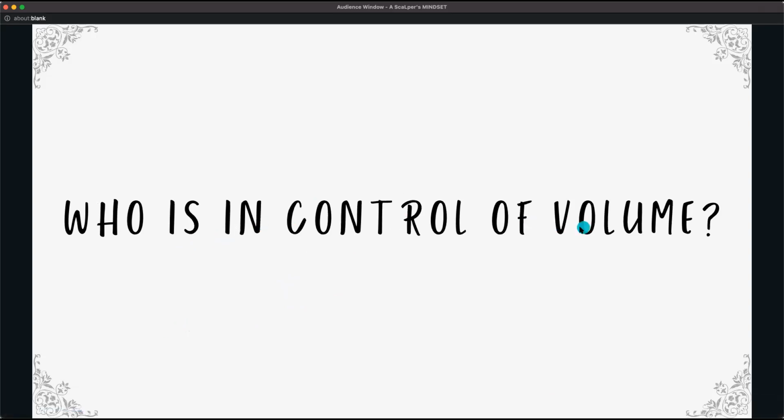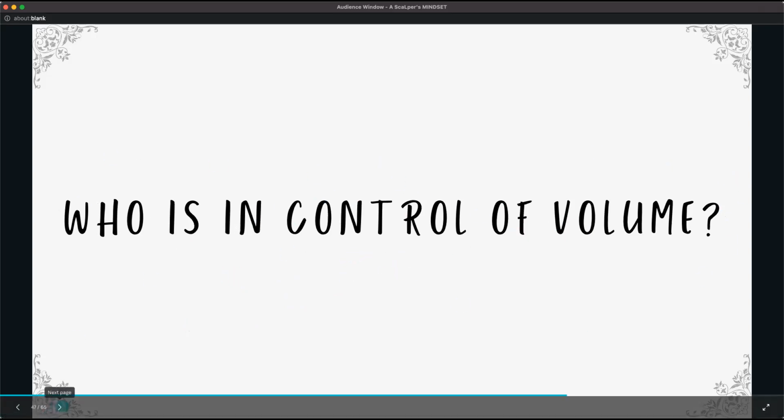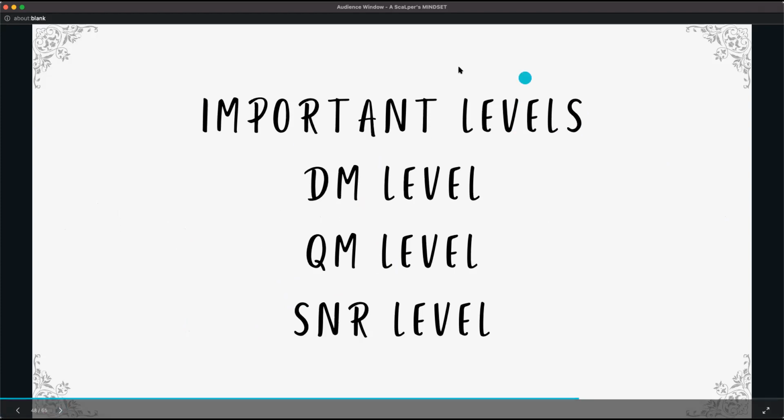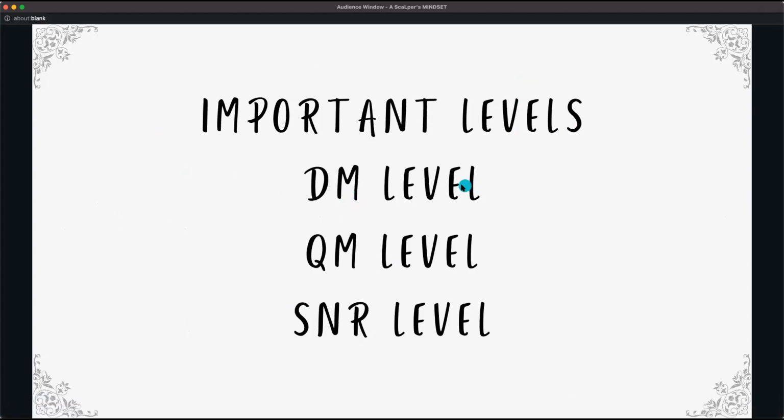Who's in control of the volume? We need to look at the volume and see if there are more buyers or sellers in the market. When we identify that, then we can have a better bias of which way we should be trading, along with our market internals. Important levels that we're going to cover that you need to have on your charts are DM levels, which I'll explain, QM levels, and SNR levels.